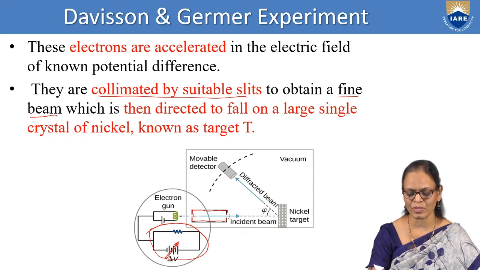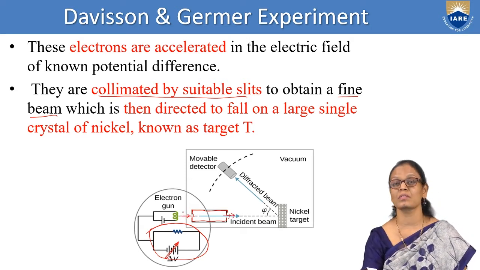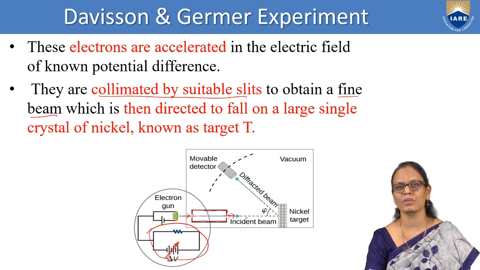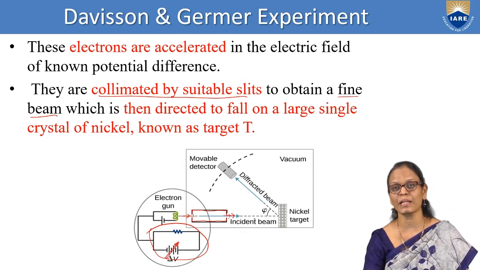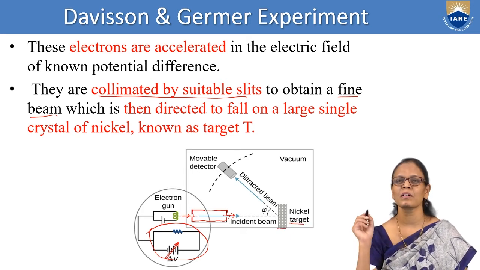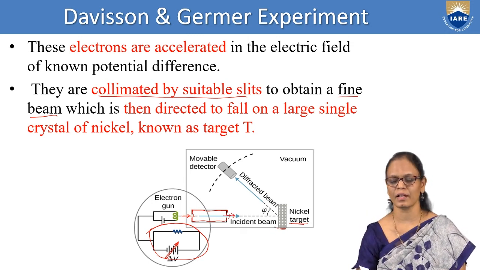So electrons that enter come here, and all the other electrons that are coming out in different directions are stopped. So we are collimating them as a fine beam. And these electrons are targeted. This fine beam is directed to fall on the nickel crystal, which we call the target. Target means where these electrons have to go and hit.